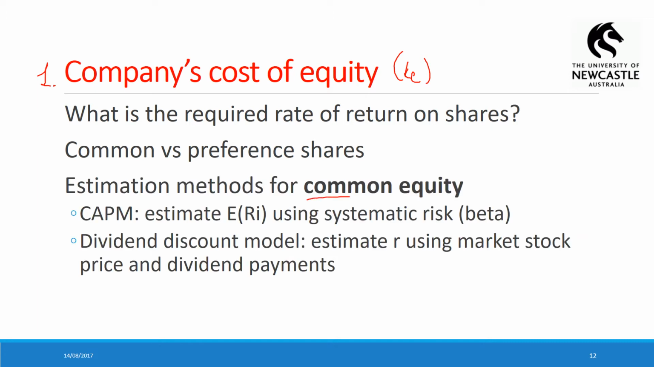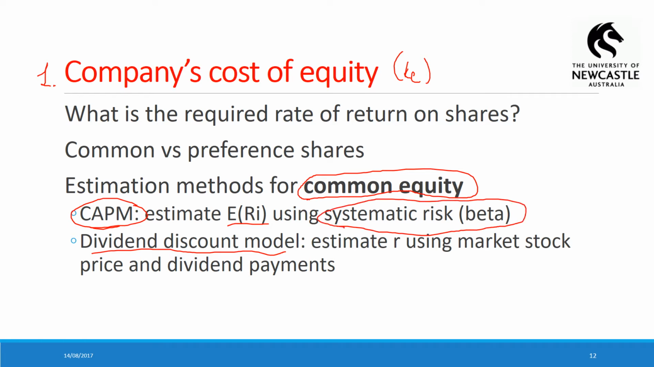So if we were to compute the required rate of return on equity, we have two models that we can use. Because the riskiness of common shares reflects the riskiness of the firm, we can use the CAPM model to estimate the return on common shares, using the systematic risk of the firm. We also have the dividend discount model, where if we estimate the dividends on common shares, we can use the perpetuity formula to work out the required rate of return in the model.